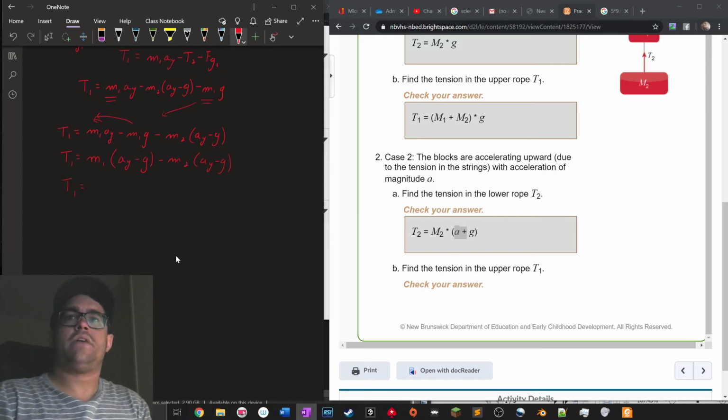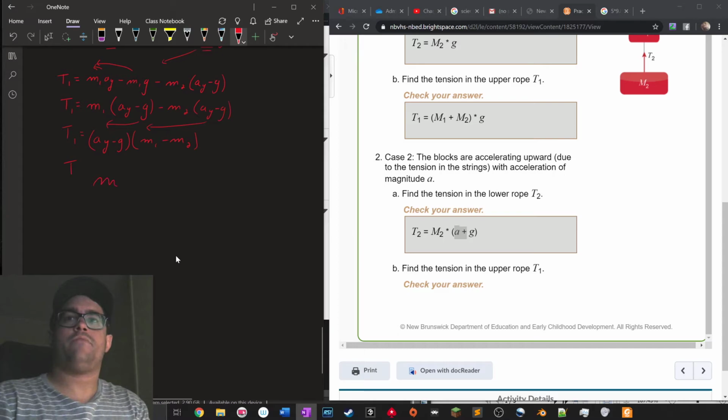So what now? Well, we have a common factor again, so the common factor goes in front. We end up with M1 minus M2. Okay, if you put the common factor in front, you would get (a_y minus g) times what's left, M1 minus M2. And if you reorganize that to have M times g, like MG, then you get M1 minus M2.